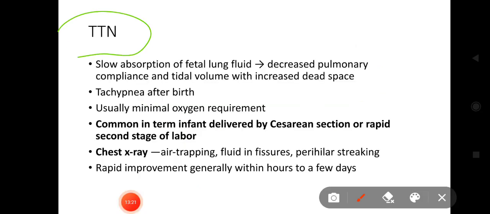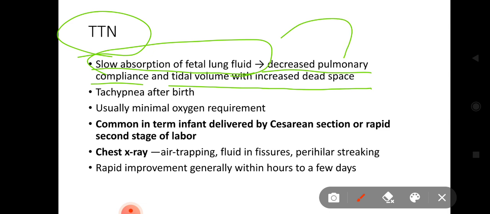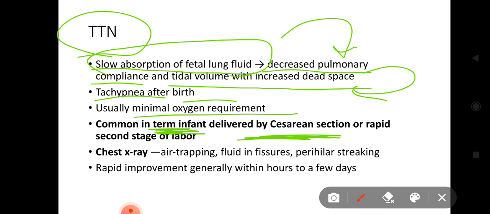Now another disease is TTN, transient tachypnea of newborn. Slow absorption of fetal lung fluid. So what is the pathophysiology? Slow absorption of fetal lung fluid causes decreased pulmonary compliance and tidal volume with increased dead space. Tachypnea is seen at birth. Minimal oxygen requirement is there. It is common in term infants, not in preterm. RDS was common in preterm. It's common in term infants delivered by cesarean section or rapid second stage of labor.